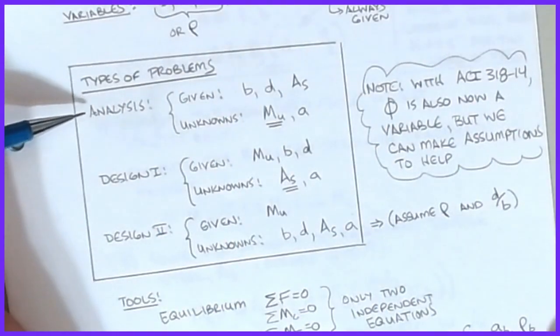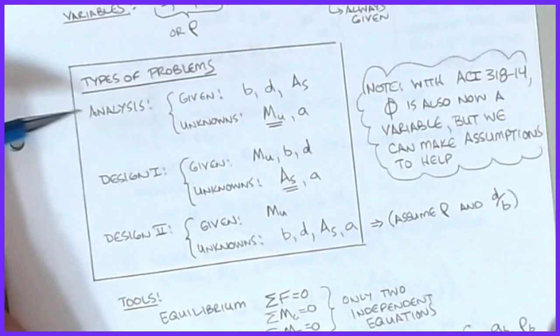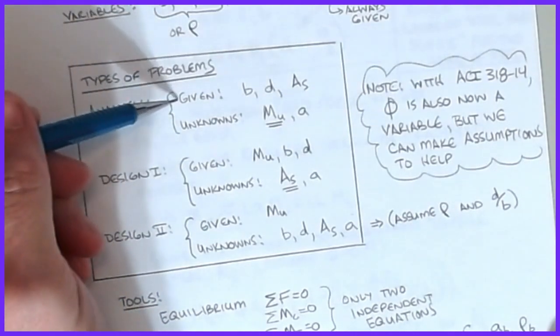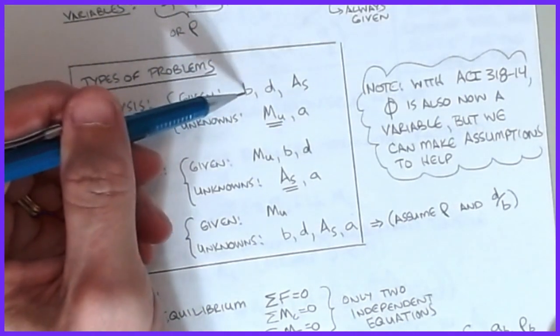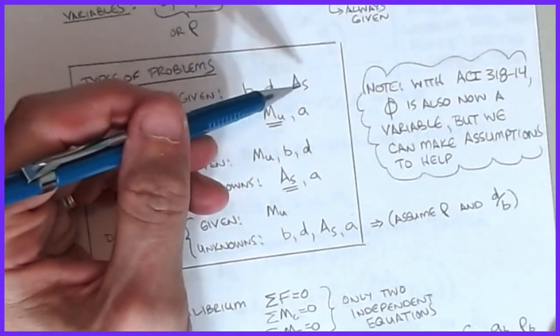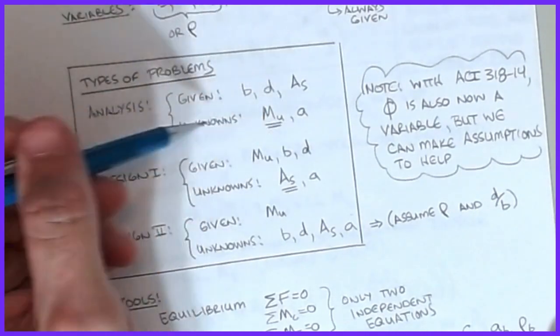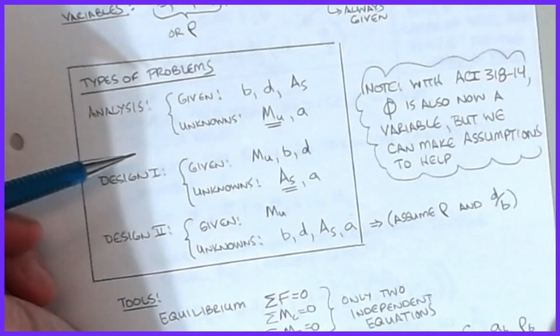categories, okay? The first category is the analysis, right? And basically, that's the scenario that we've worked whereby I'm given the beam dimensions, b and d, and I know the area of steel. The unknowns out of that list then are Mu and a.